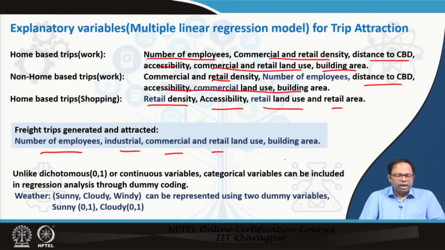So, categorical, unlike dichotomous zeros and ones or continuous variables, categorical variables can also be included in regression, as we have already discussed. So, we can dummy code them. So, weather like sunny, cloudy, windy can be represented using two dummy variables, sunny 0 1 or cloudy 0 1. So, this is another way to include these categorical or qualitative variables in the regression equation.